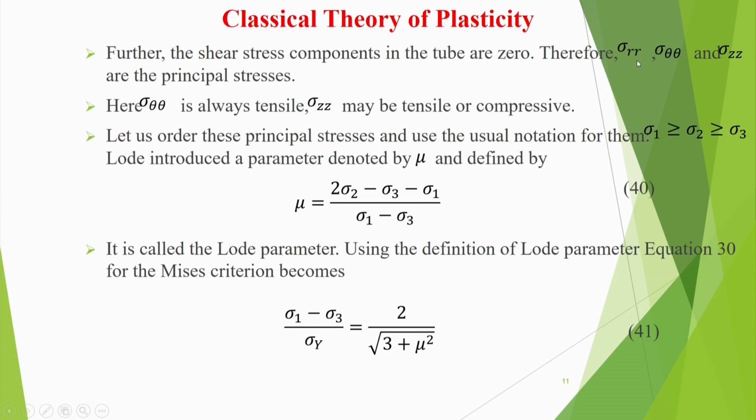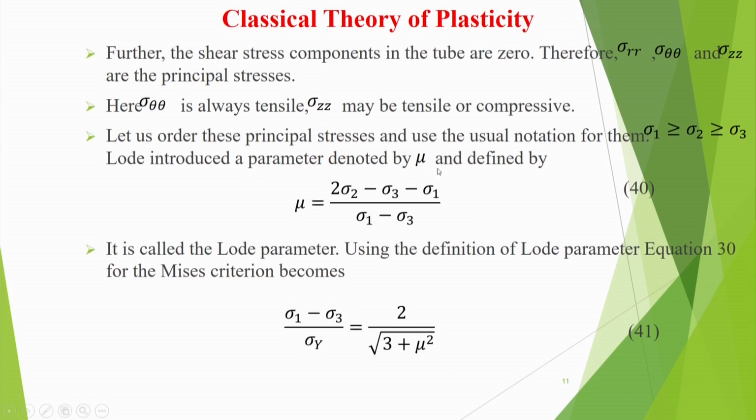There is a symmetry. Sigma r, sigma theta theta, and sigma z z will be the principal stresses in that case. Sigma r is 0. Here sigma theta theta is always tensile, and sigma z z may be tensile or compressive. I may stretch that tube longitudinally, or I may compress it.